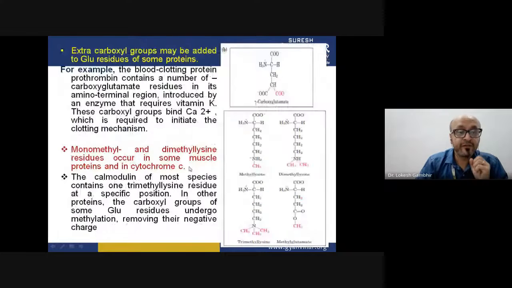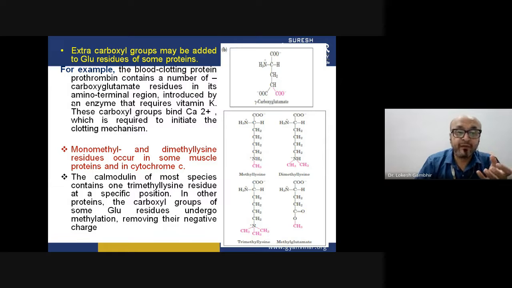Apart from this phosphorylation, what happens? The N-linked and O-linked glycosylation, and the addition of a carboxyl moiety, like in the case of glutamate, when the carboxyl group is attached to form gamma-carboxyglutamate. You can see here at the side chain there is an addition of a carboxy group on the carbon. And this is observed in prothrombin, the blood clotting protein.